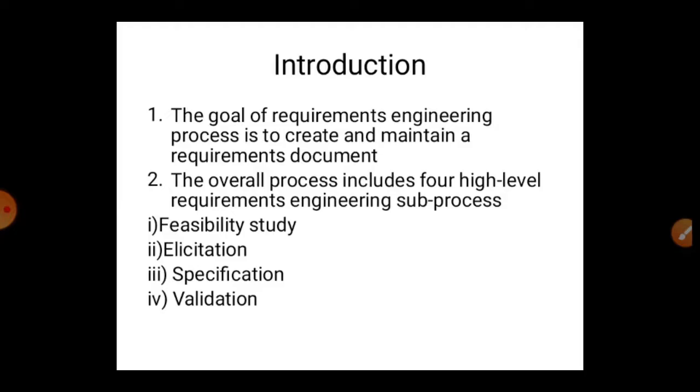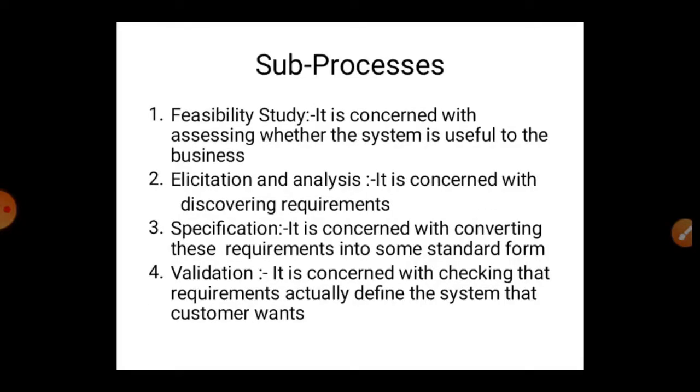Point number 2, the overall process includes 4 high-level requirement engineering sub-processes. So this requirement engineering process has 4 sub-processes. They are 1. Feasibility study, 2. Elicitation, 3. Specification, and 4th, validation. We'll study each of these sub-processes and what they do.